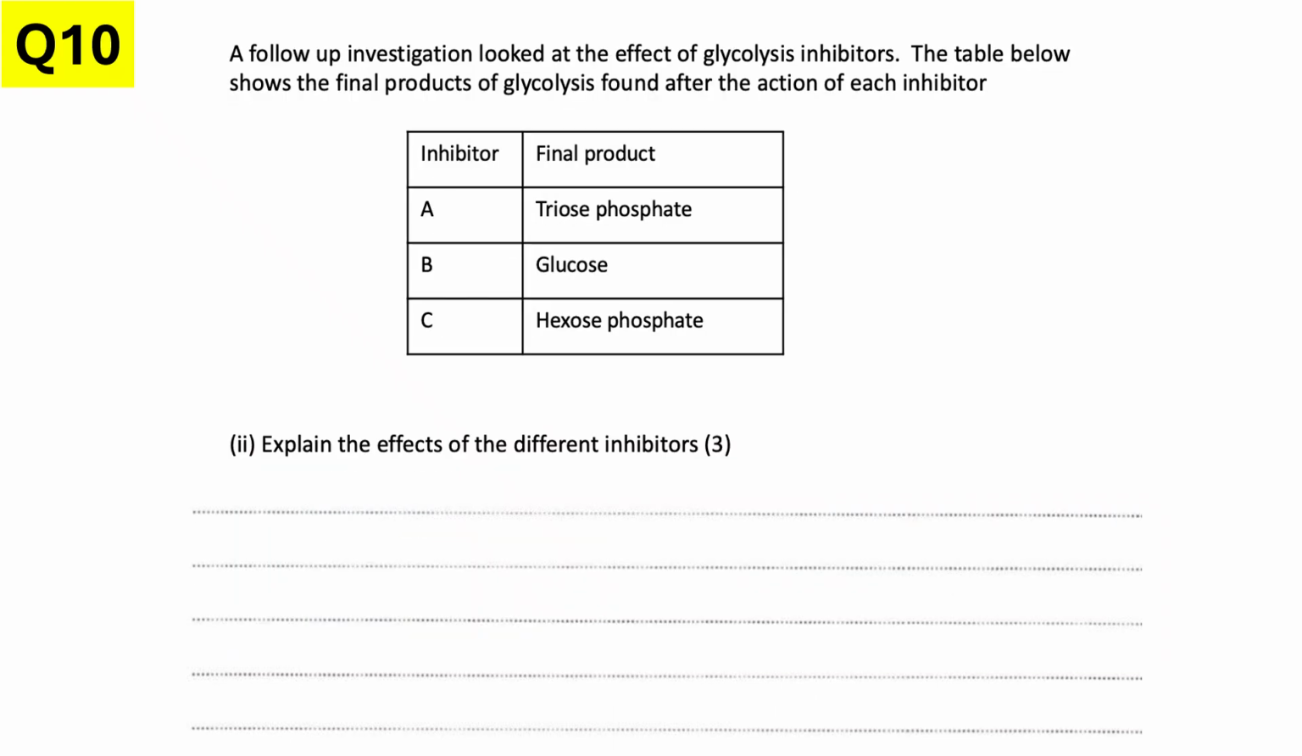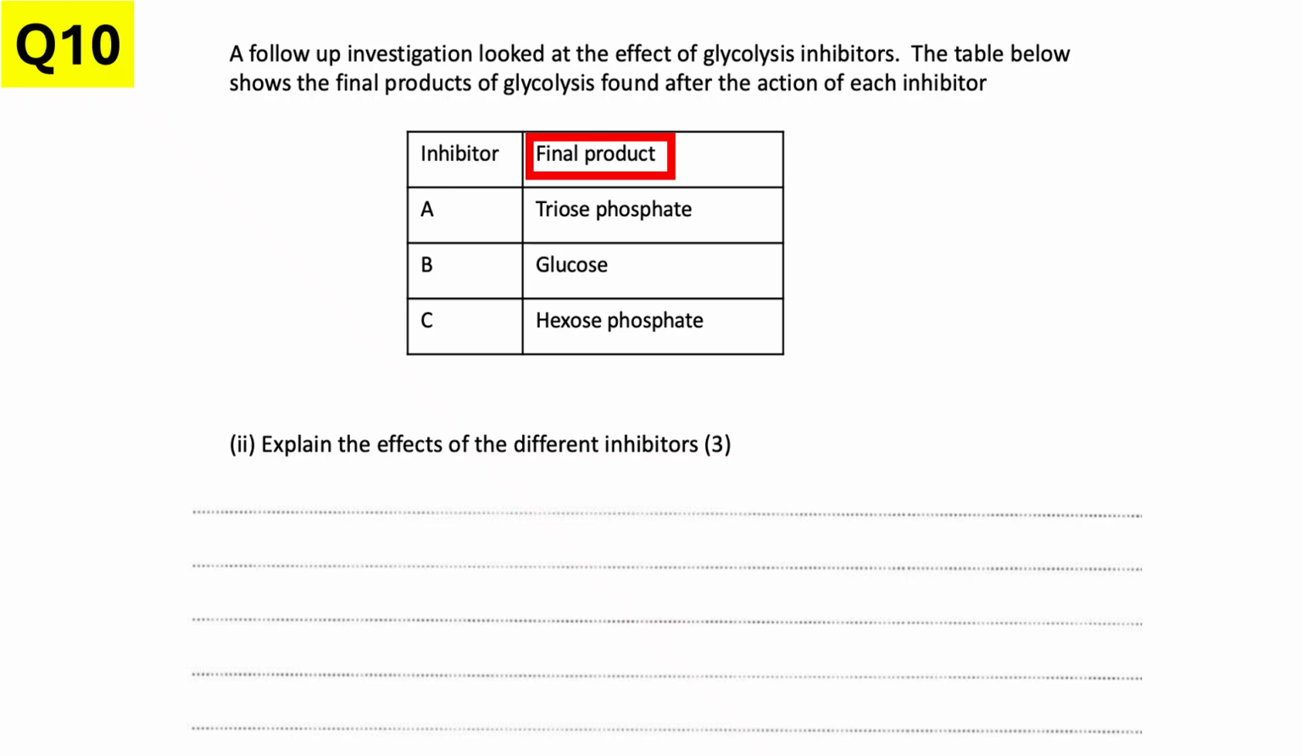So this follow-up investigation looked at the effect of different types of inhibitors on the reactions within glycolysis that happens, as we know, in the cytoplasm. And it does say in the table that if you add inhibitor A, the final product would be triose phosphate, or inhibitor B, the final product would be glucose, or inhibitor C, the final product would be hexose phosphate. So this indicates that the inhibitor must be inhibiting the reaction after the production of these three molecules.